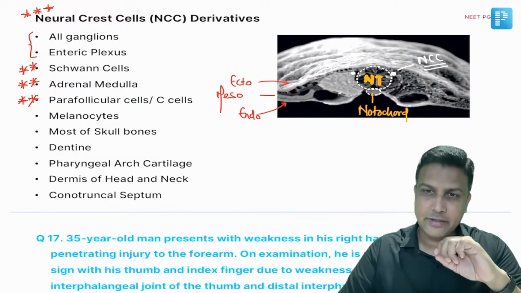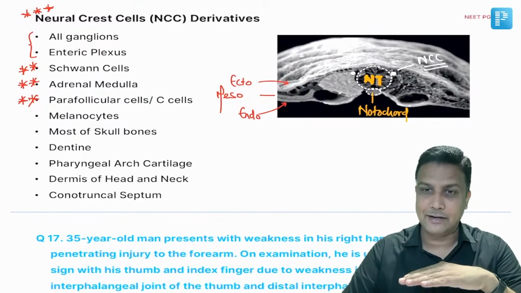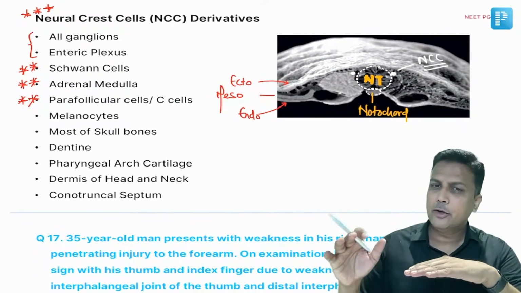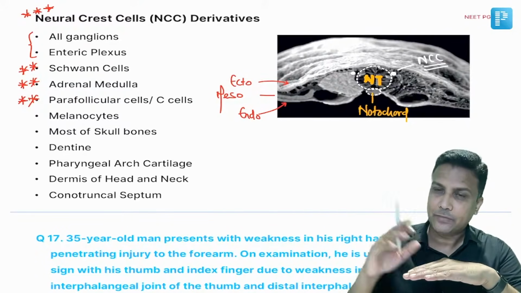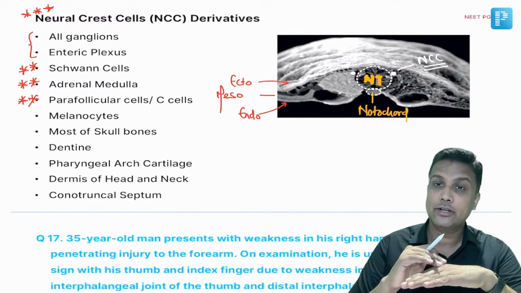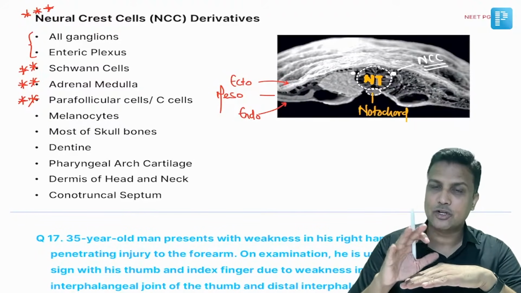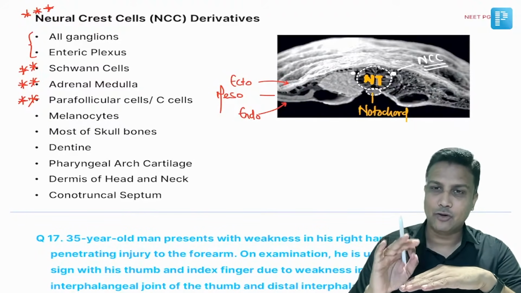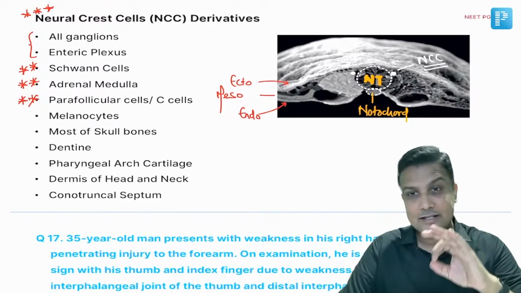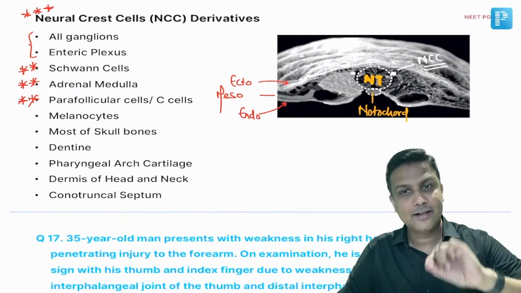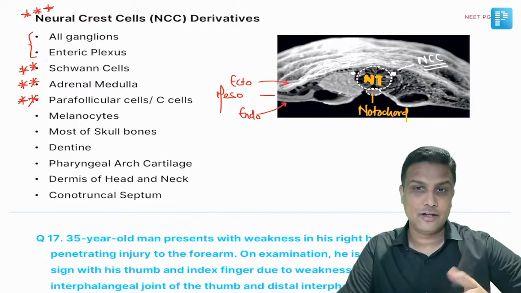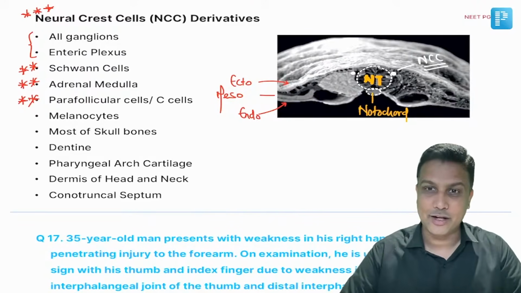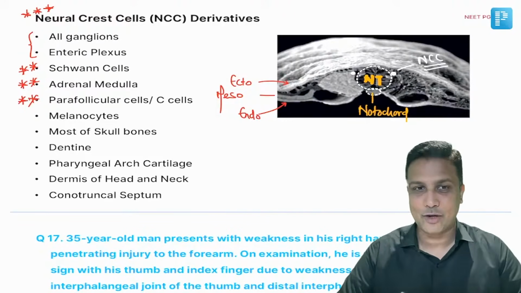Ultimobranchial body, let me clarify here, it's just acting like a platform. The neural crest cells are going to migrate and come and sit on the ultimobranchial body, and then they're actually going to form the parafollicular cells. That's the reason why we can say that the neural crest cells are going to form the parafollicular cell just sitting on that ultimobranchial body. It's not derived from ultimobranchial body.